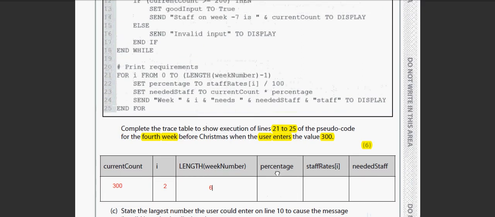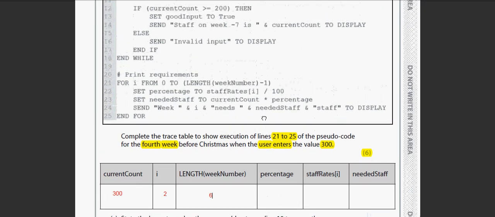Now, percentage. And this is where you need to start doing some working out, okay? And I didn't really see that in a few places, but nowhere near enough. So find yourself some space. There's usually plenty of blank pages, etc., or ask for some paper. So percentage is equal to, let's have a look, staff rates I. Well, we know I is 2.